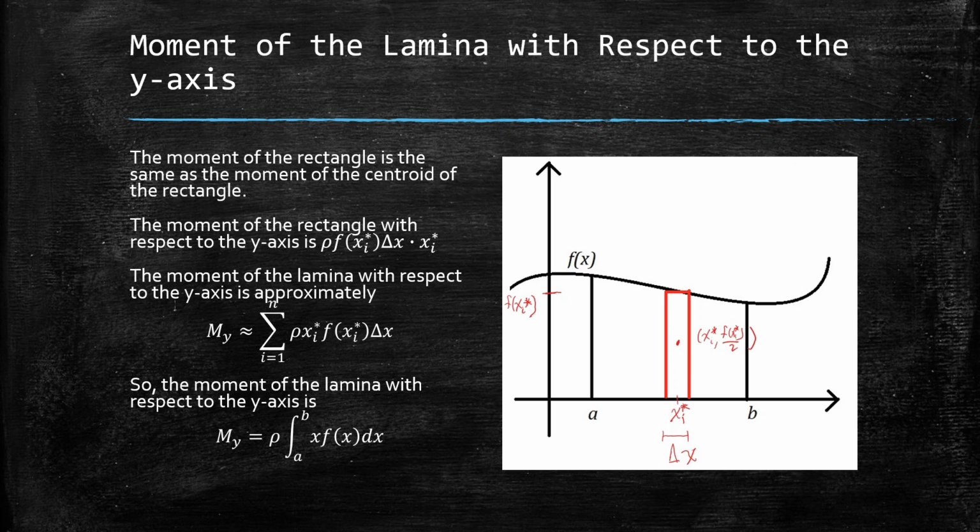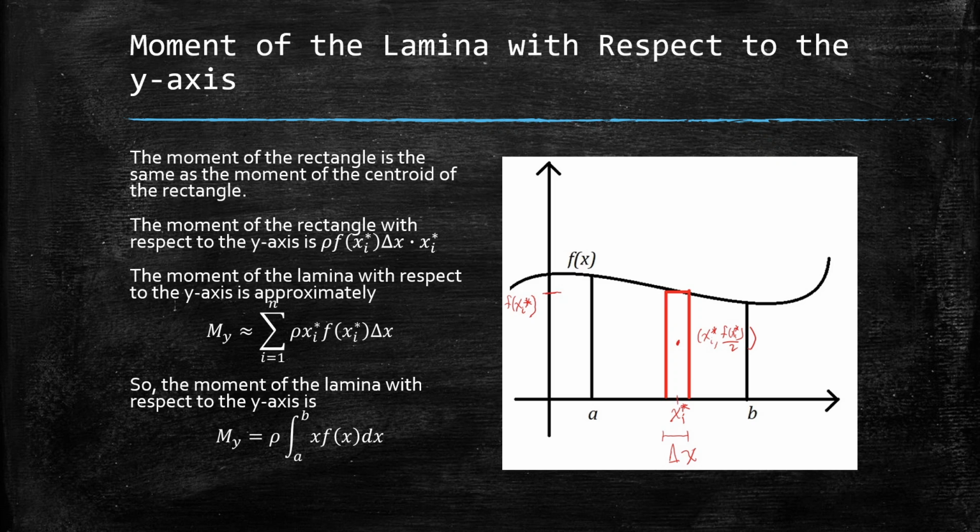Now that we have the formula to calculate the mass of the lamina, let's look at the moment of the lamina with respect to the y-axis. Now the moment of the rectangle is the same as the moment of the centroid of the rectangle. That's going to be very important for us, so that when we're calculating the moment of this rectangle, we could just do it in terms of the center of that rectangle. Using the symmetry principle, the x-coordinate of the center of that rectangle would be xi star, which remember was the midpoint of that interval, and the height would be the value of the function at xi star divided by 2.